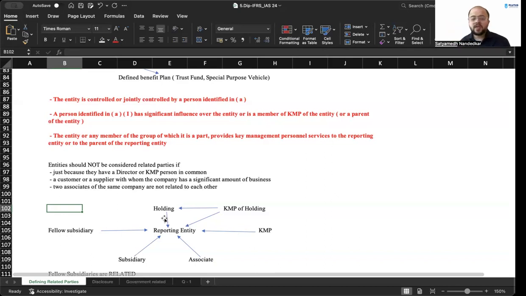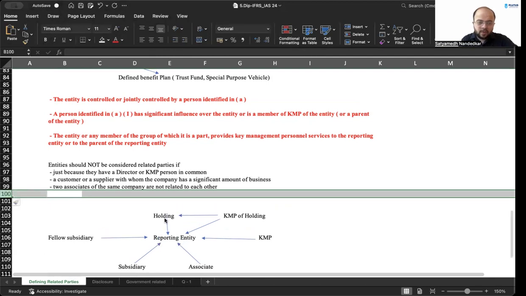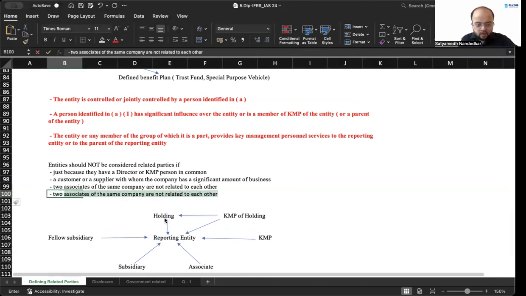Two associates of the same company are not related to each other. Two co-subsidiaries are related, but two co-associates are not related. Two entities should not be considered related just because they have a common director. Two joint venturers are also not related just because they share joint control of a joint venture. This is also an important point.